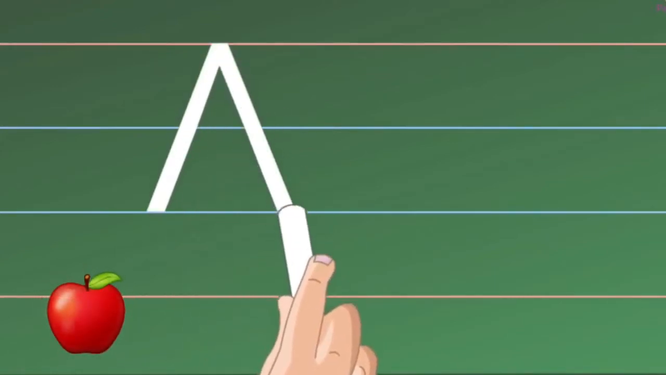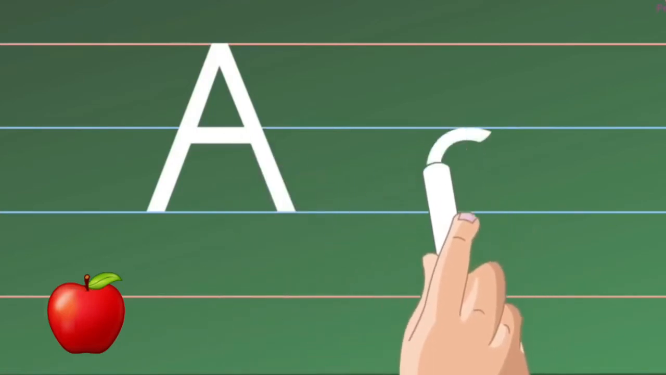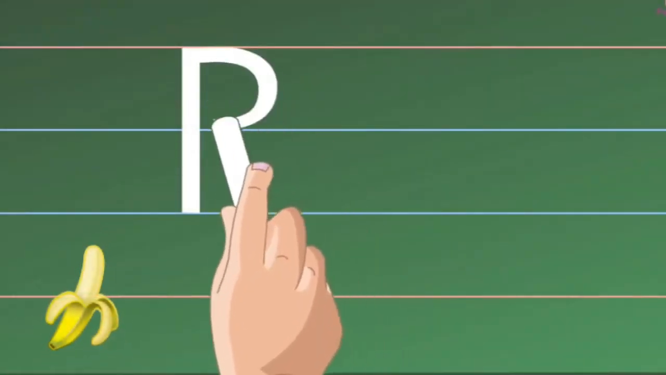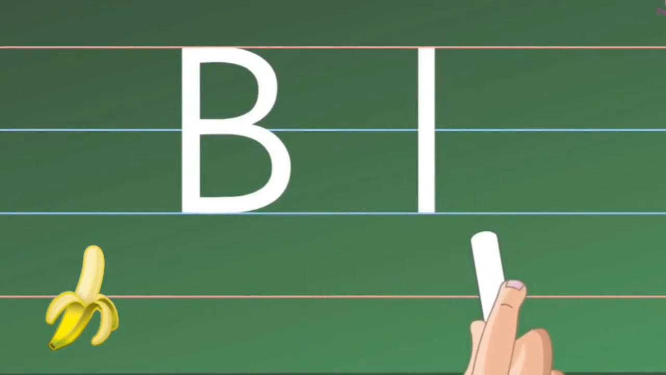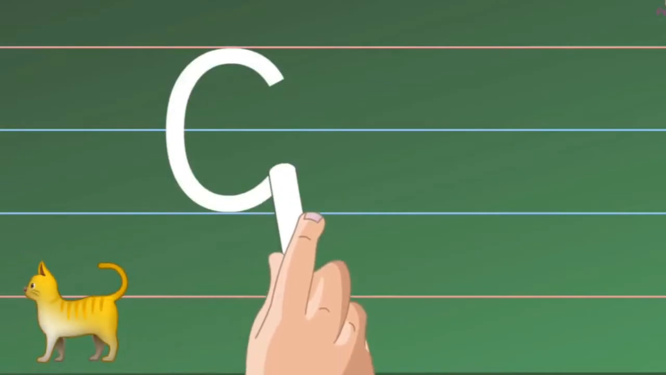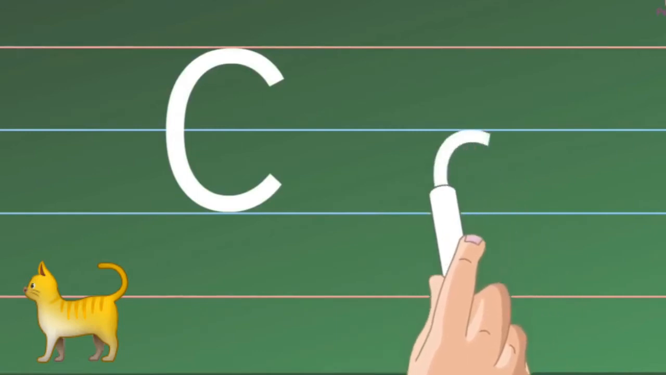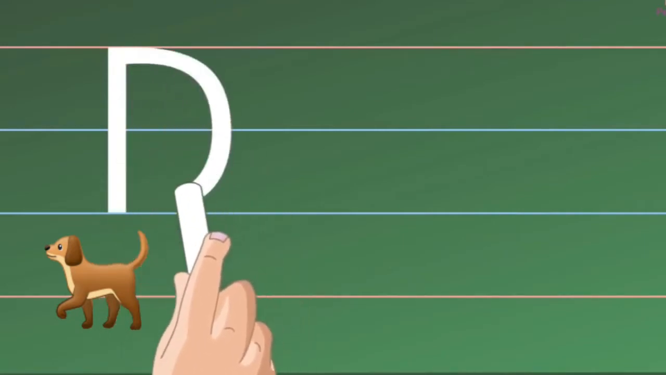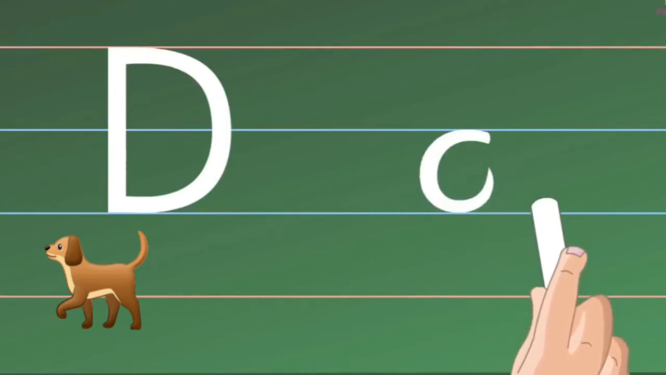The A says, every letter makes a sound. The B says, every letter makes a sound. The C says, every letter makes a sound. The D says, every letter makes a sound.